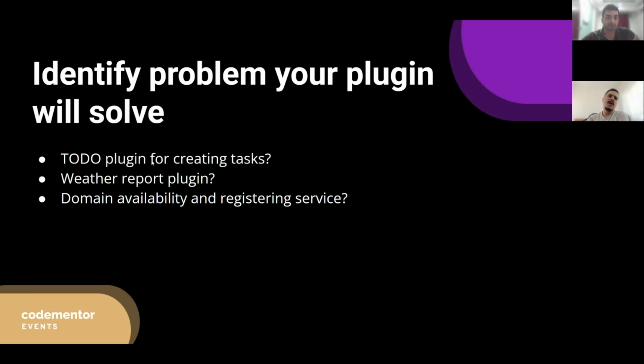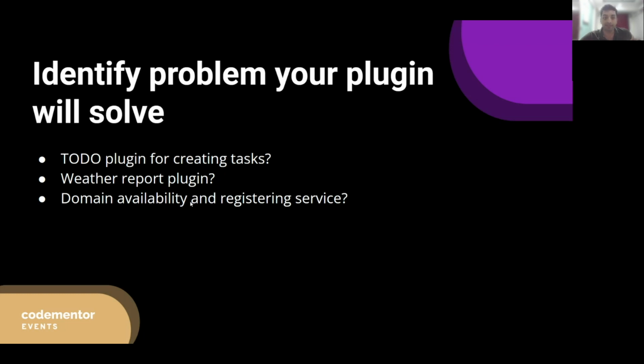Some examples that I have listed here: maybe you can create a to-do plugin for creating tasks. You can just tell ChatGPT, this is something that I want to achieve, and ChatGPT itself will automatically break that into multiple tasks and use your plugin to create tasks in your to-do app. Or maybe some other ideas, like a weather report plugin. You can create a plugin that gives ChatGPT access to the latest weather information, and you can ask a question like, how do I plan my day for tomorrow? And it will use this plugin to figure out what the weather is going to be tomorrow and use that information to suggest ideas for tomorrow.